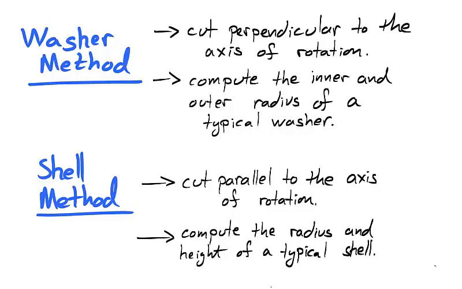In the shell method, you must cut parallel to the axis of rotation. Can you easily describe the height and radius for the resulting shell? If not, then washers might be a better choice.